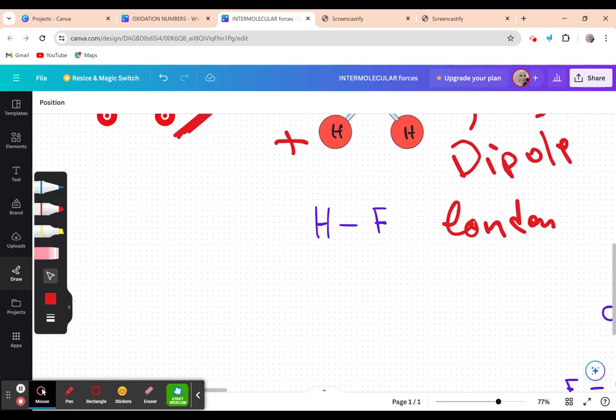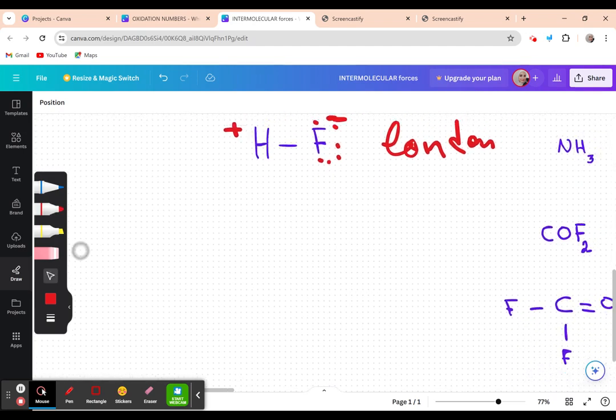HF also has a hydrogen bond. Okay, does HF have a dipole dipole? Let's check. Fluorine has a negative charge because it has extra electrons when you do the Lewis structure. Hydrogen on the other side has a positive charge. Negative and positive, it's like a magnet. So it has a dipole dipole. Yes.